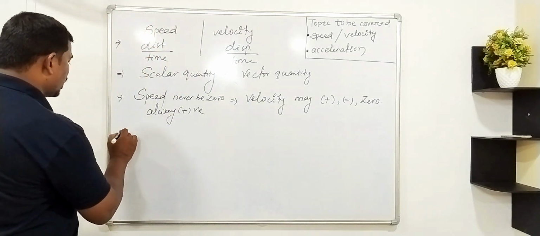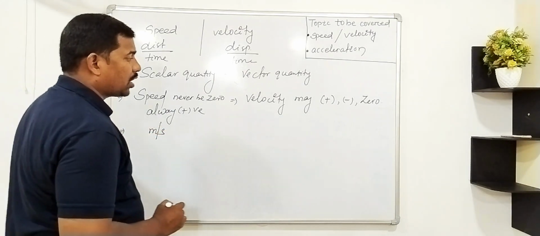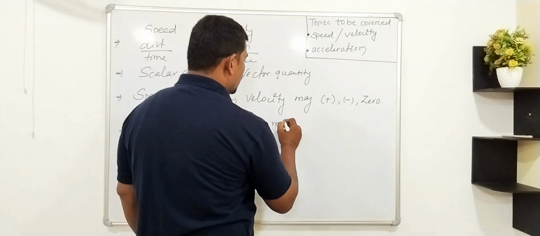Then the SI unit is the same; both have the same SI unit. The SI unit of speed is meter per second. Similarly, the SI unit of velocity is meter per second.